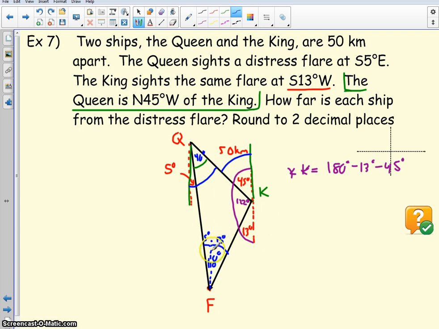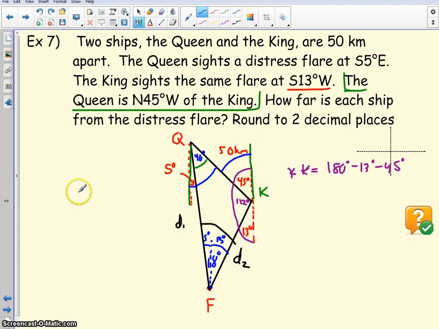So whichever way works for you, but either way you can find all three angles inside the triangle. What we're looking for in the end is the distances. If I call this one D1, this one D2, what law do I use? Well, I have a side and the angle across from it, the 50 kilometers and the 18-degree angle here. So I can use sine law to solve whatever other side I want.